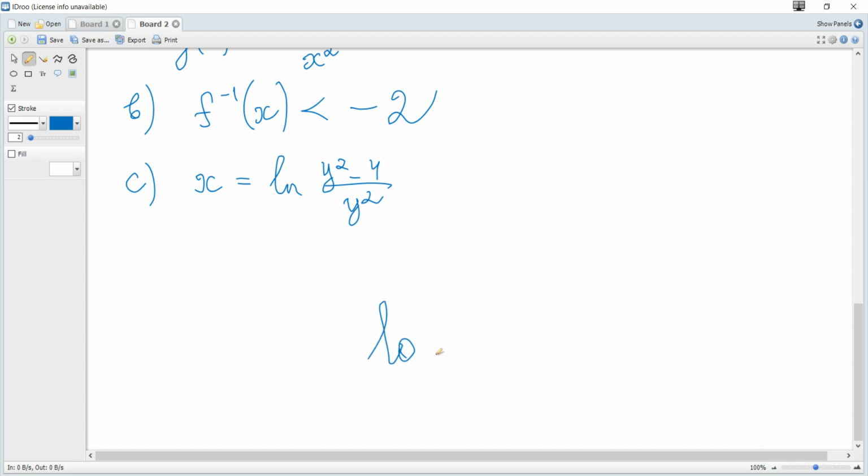Log, by definition, what is it? It's, for example, log to the base 2 of 8 is 3. Why? Because 2 cubed is 8. And ln is what? It's log to the base e. So e to the power of x is equal to this. It's just a definition of log. Then let's multiply both sides by y squared.